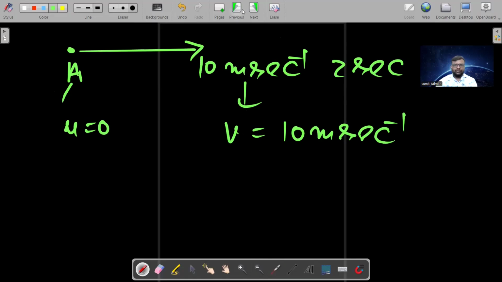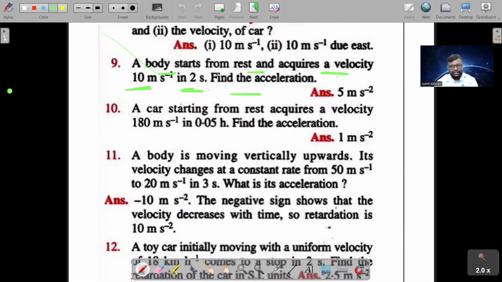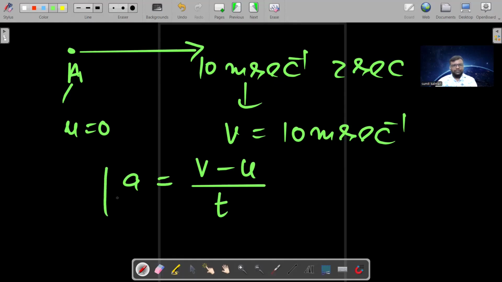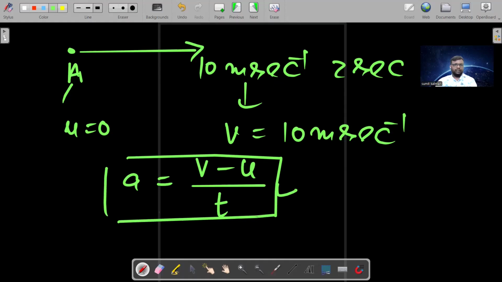Now, students, here you have to calculate the acceleration. We denote acceleration by the symbol small a. Acceleration is equal to change in velocity. And what is change in velocity? V minus u, that is final velocity minus initial velocity, upon time taken for change, t. So students, this formula you have to remember, and this is very important. Based on this formula, you will solve a lot of problems.